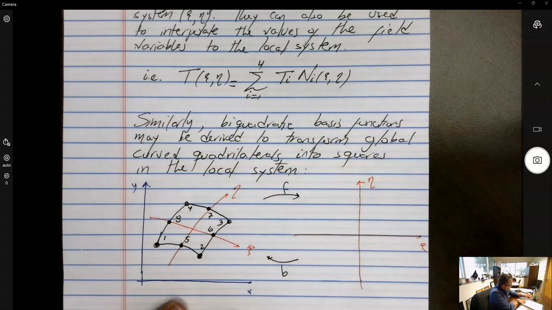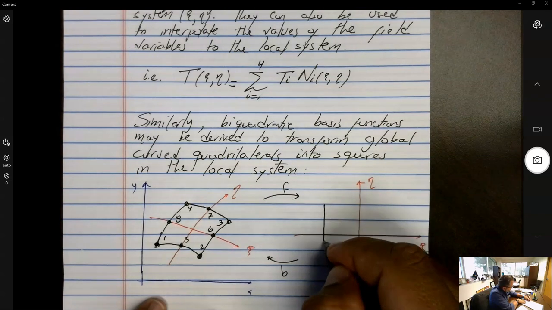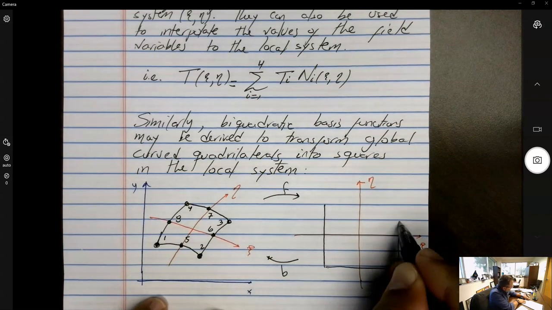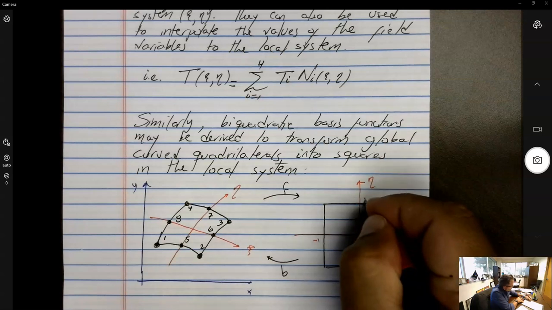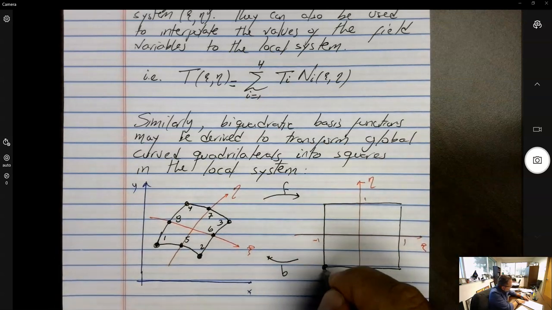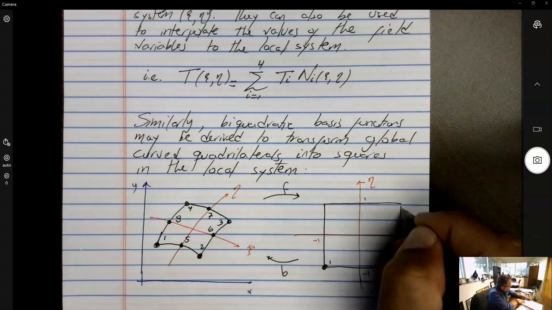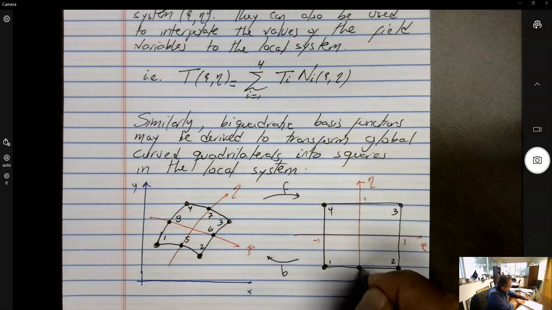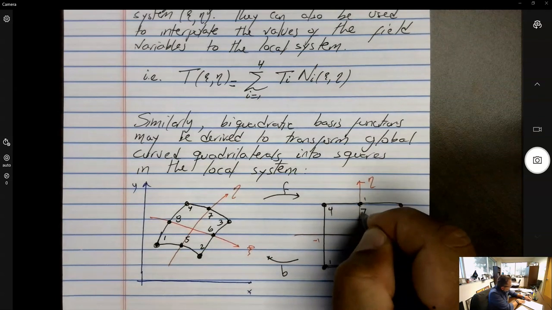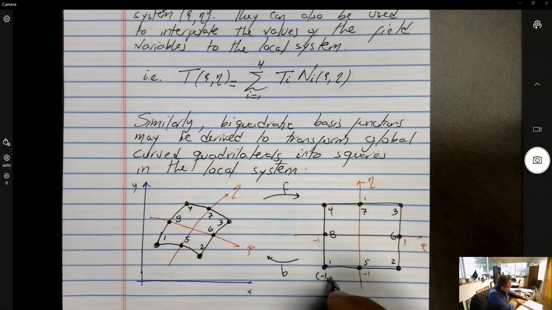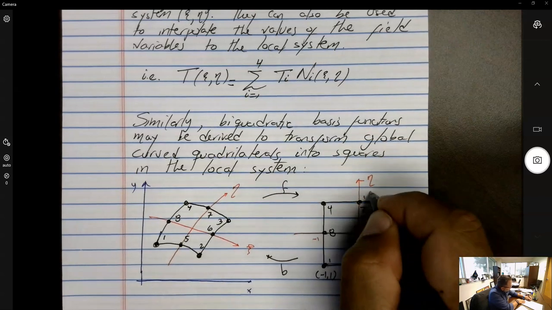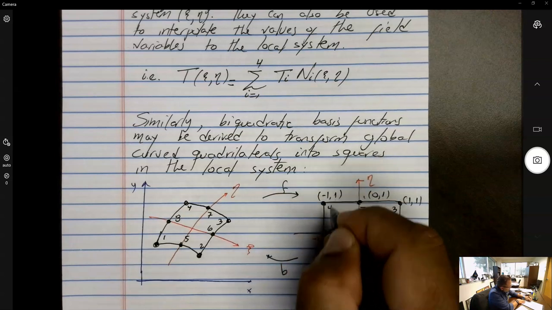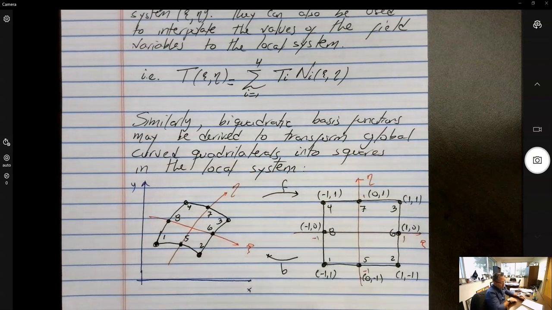In the psi eta coordinate system, the square again will go from -1 to 1 in psi, -1 to 1 in eta, and the nodes will map out identically: 1, 2, 3, 4, 5, 6, 7, and 8. In this coordinate system, this is -1, 1. This is 0, -1. This is 1, -1. The coordinates of node 6 are 1, 0, 1, 1, 0, 1, -1, 1, -1, 0, and -1.